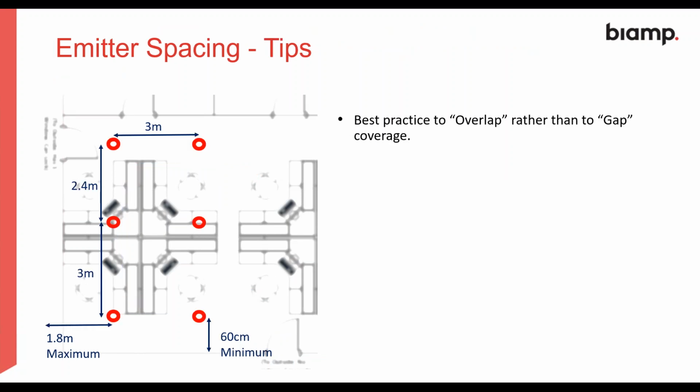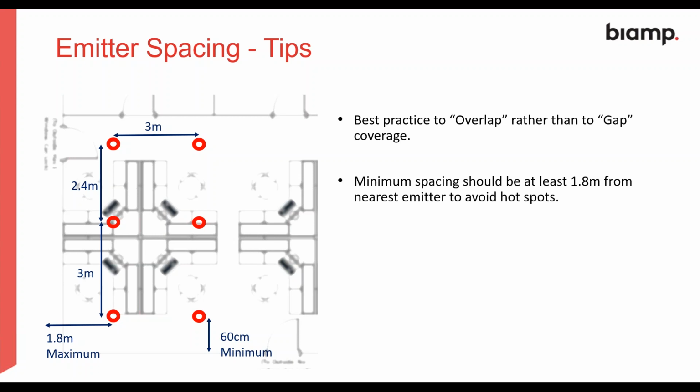Some good tips if we get an area where we cannot get the ideal grid in. So we're always better to overlap rather than gap coverage. So in this instance, I'm showing where it should exactly be 3 meter spacing. So in this case, we're going to 2.4 above. The minimum spacing should be at least 1.8 meters to avoid hotspots. So we should never have emitters that are closer than 1.8 meters together.